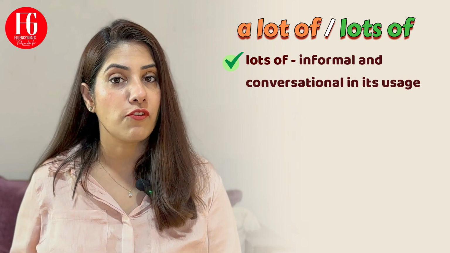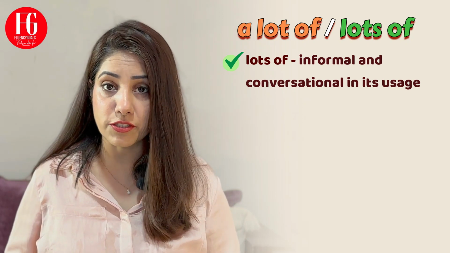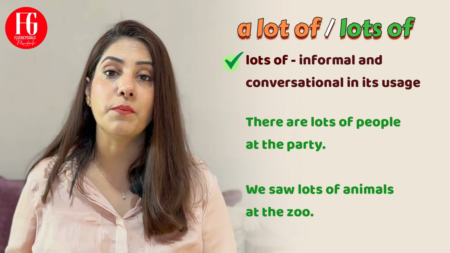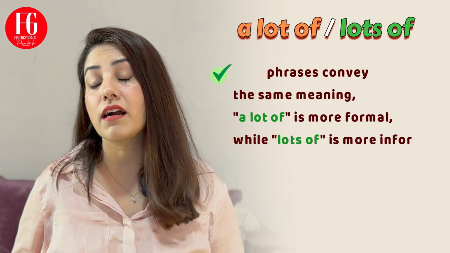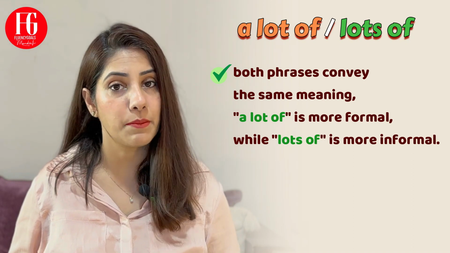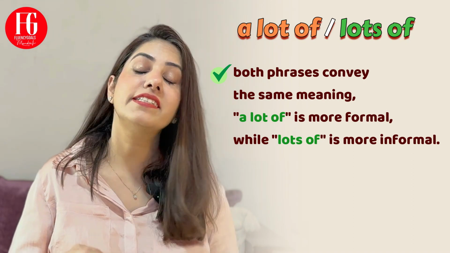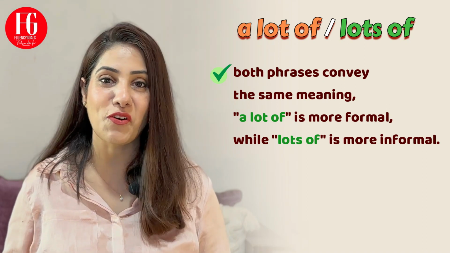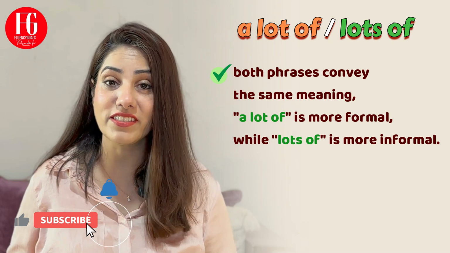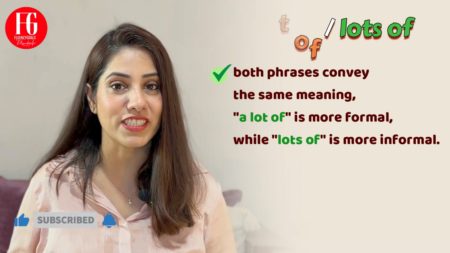But lots of is more informal and conversational in its usage. There are lots of people at the party. We saw lots of animals at the zoo. So both phrases, a lot of and lots of, convey the same meaning, but a lot of is slightly more formal in its usage and lots of is slightly informal, and it is generally used in everyday conversations in informal contexts.